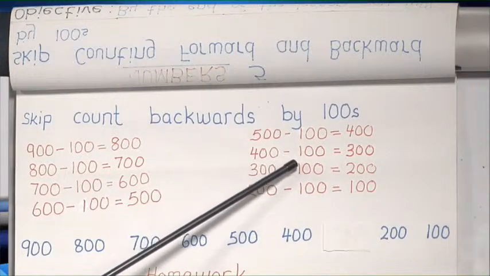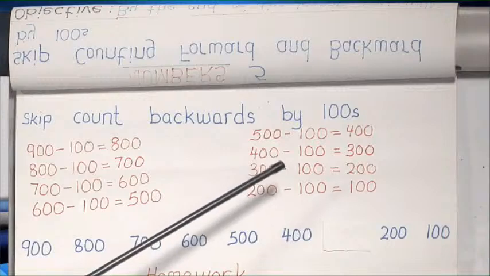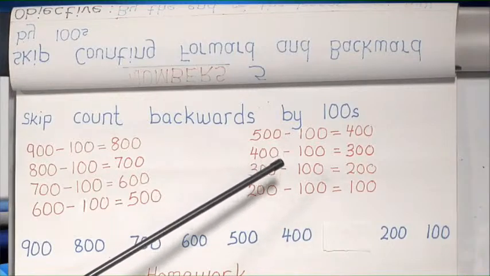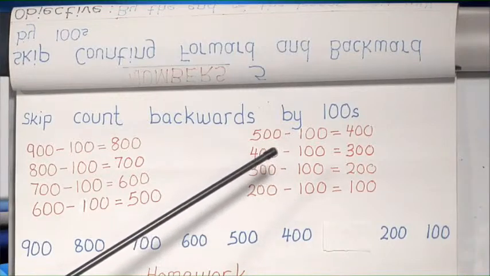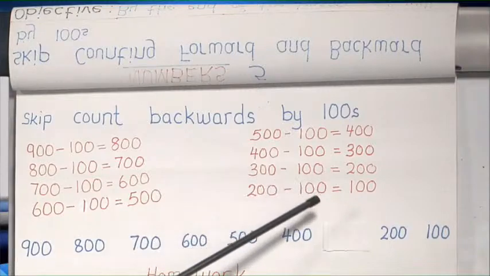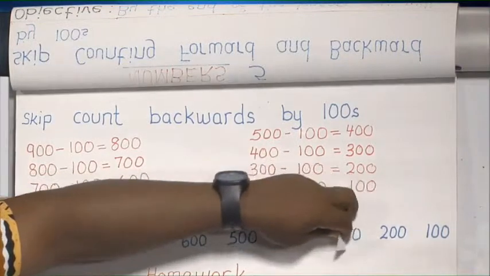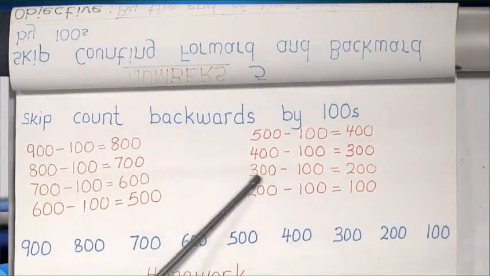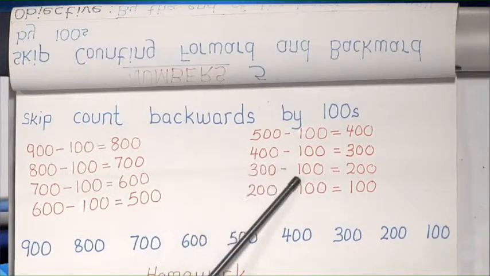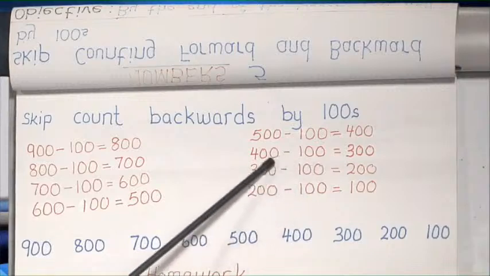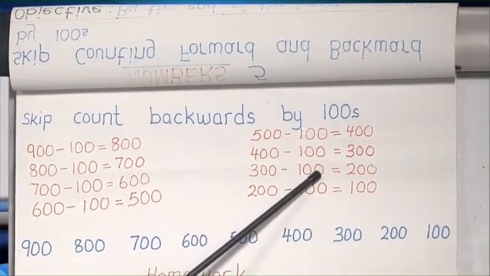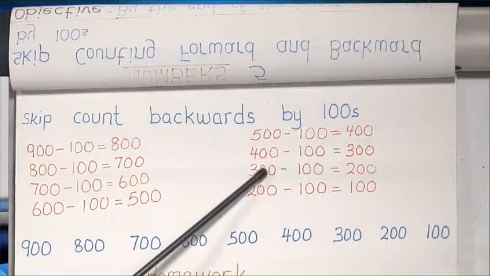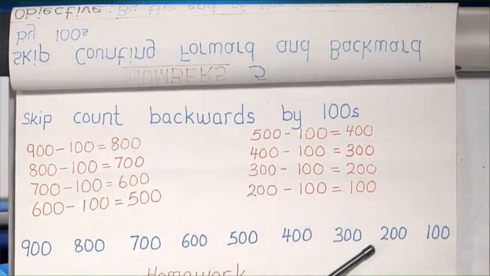I want you to look at it. It will be 300. So this 300, when you subtract this 100 from this 300, you get what? 200. That is why we have the 200 there.